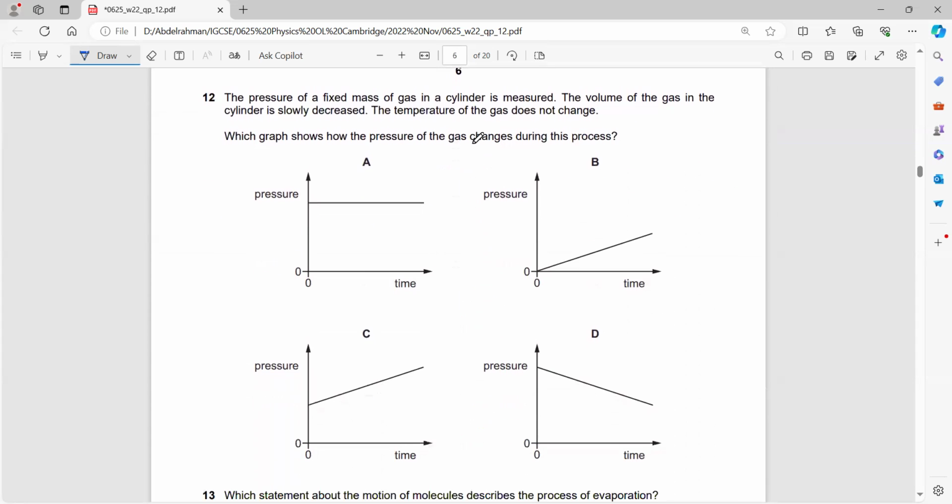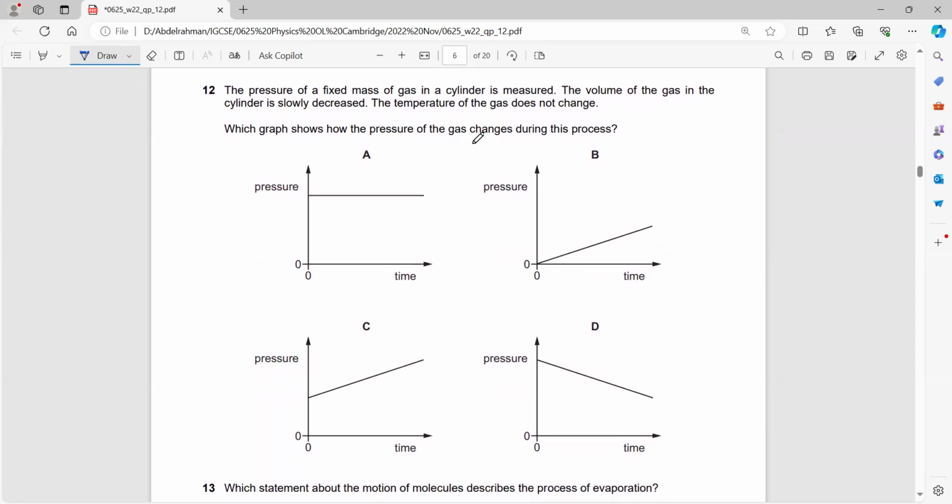The pressure of a fixed mass of gas in the cylinder is measured. The volume of the gas is slowly decreased. When you decrease the volume, you know that the pressure has to increase. They are inversely proportional. So when the volume decreases, the pressure increases.